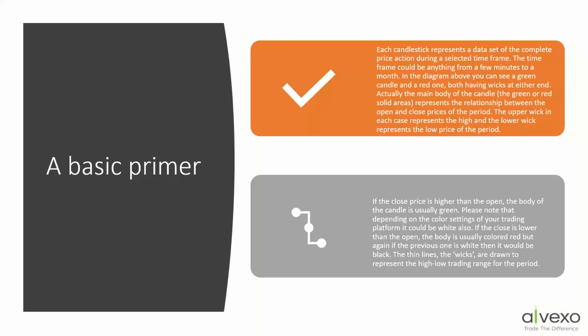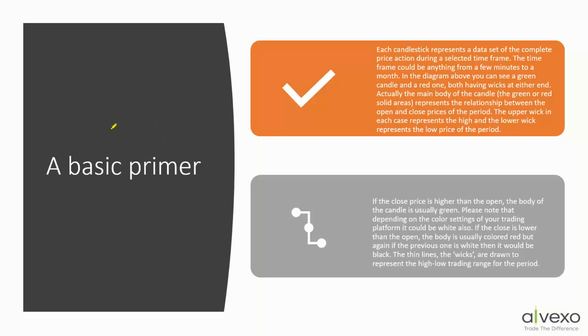So in other words, if you're looking at a 15-minute chart, that candlestick on that chart represents the last 15-minute segment. And you get the open, the high, the low, and the close. Okay, that's pretty straightforward.